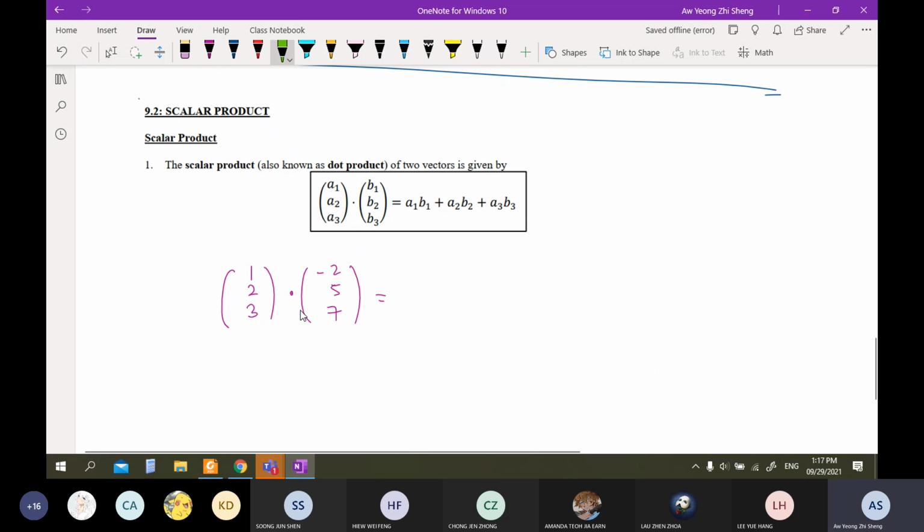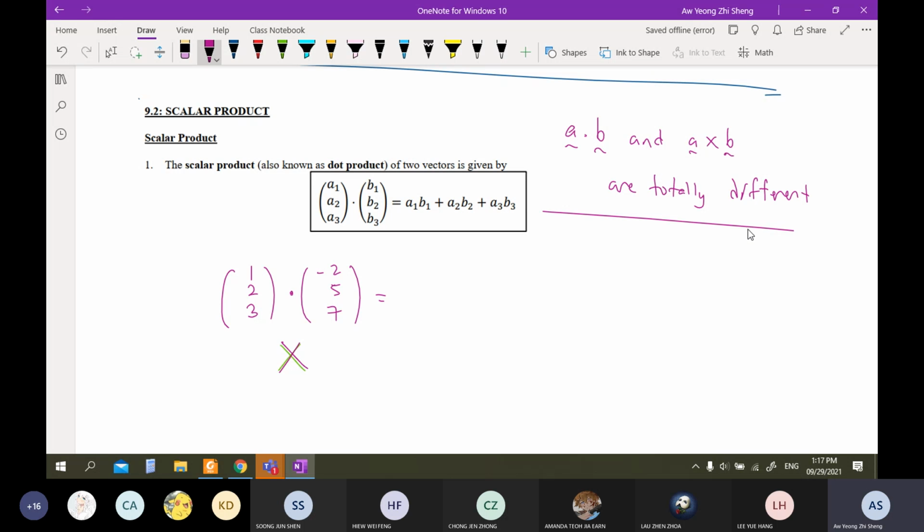This dot is not a usual multiplication. And never write the dot as a cross when dealing with vectors. Be very careful about vectors because there is another thing known as vector product. A dot B and A cross B are totally different. If you have numbers, then it doesn't matter, like 5 times 2 is equal to 10.